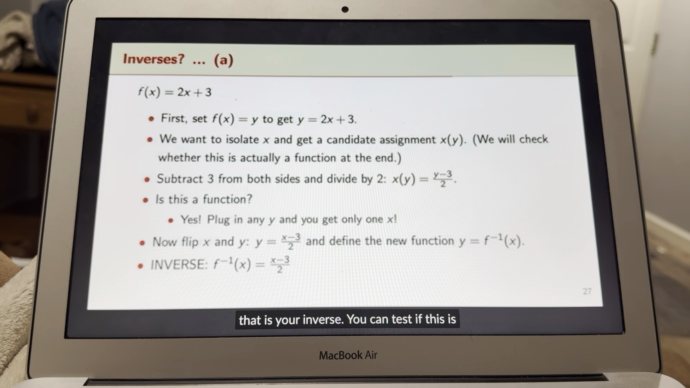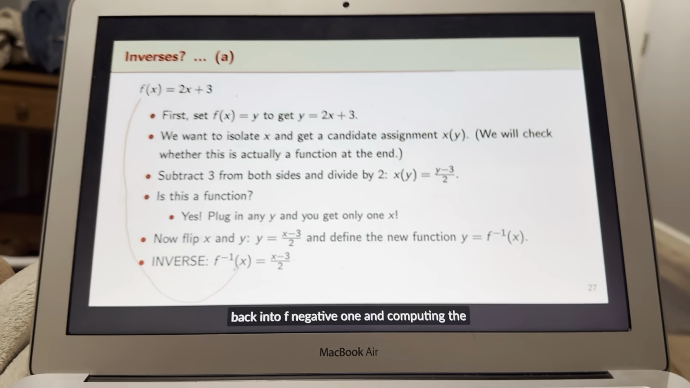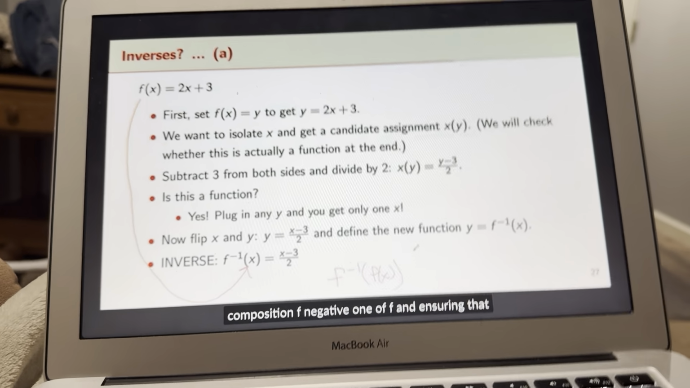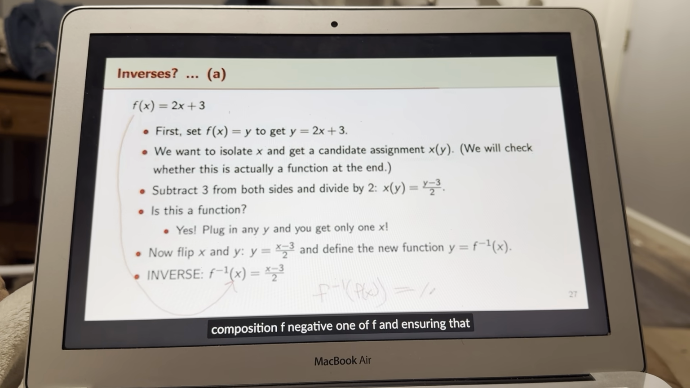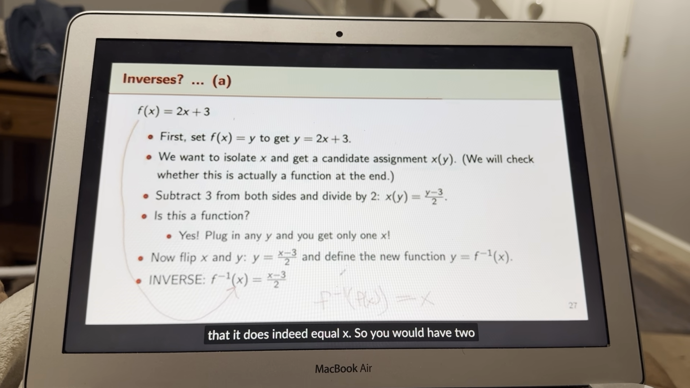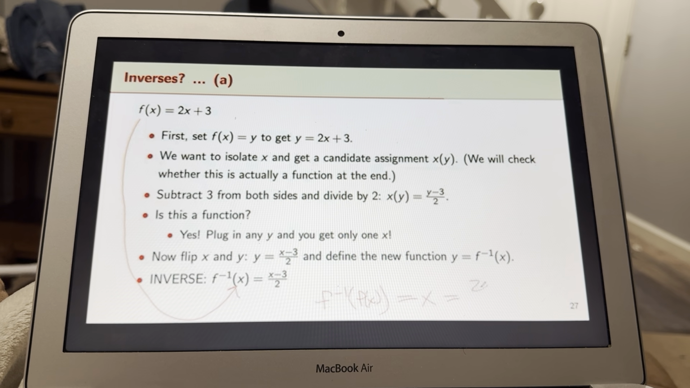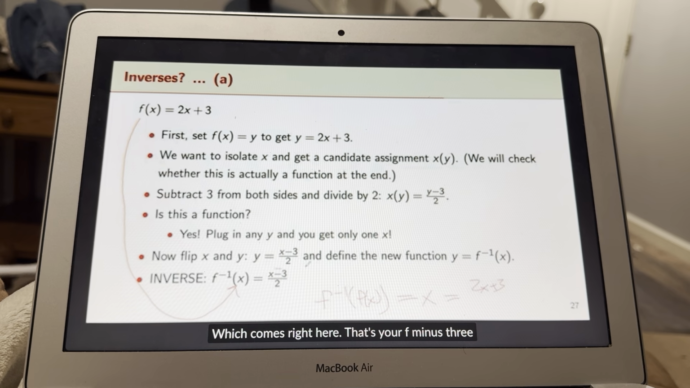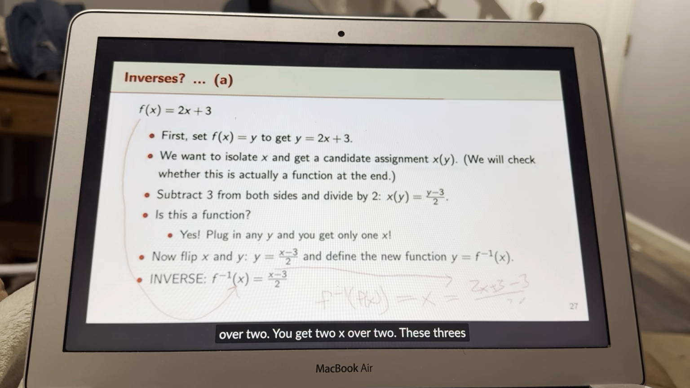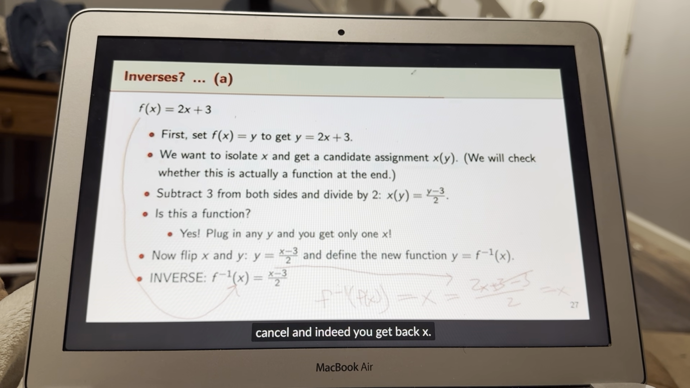You can test if this is indeed the inverse of the function by plugging f back into f negative 1 and computing the composition f negative 1 of f and ensuring that it equals x. And if you do that, you will find that it does indeed equal x. So you would have 2x plus 3, which comes right here, that's your f, minus 3 over 2. You get 2x over 2. These 3's cancel, and indeed you get back x.